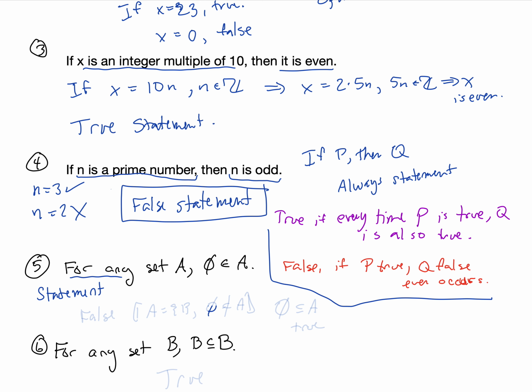So this is a statement, and this particular statement is false because while it is true that for any set A, the empty set is always a subset of A, it is not always true that the empty set is an element of A. So this is false. For example, if A was the set containing just the element 1, then the empty set is not an element of A, but it would always be true that the empty set is a subset of A. So this would be a way to edit the statement to make it true.